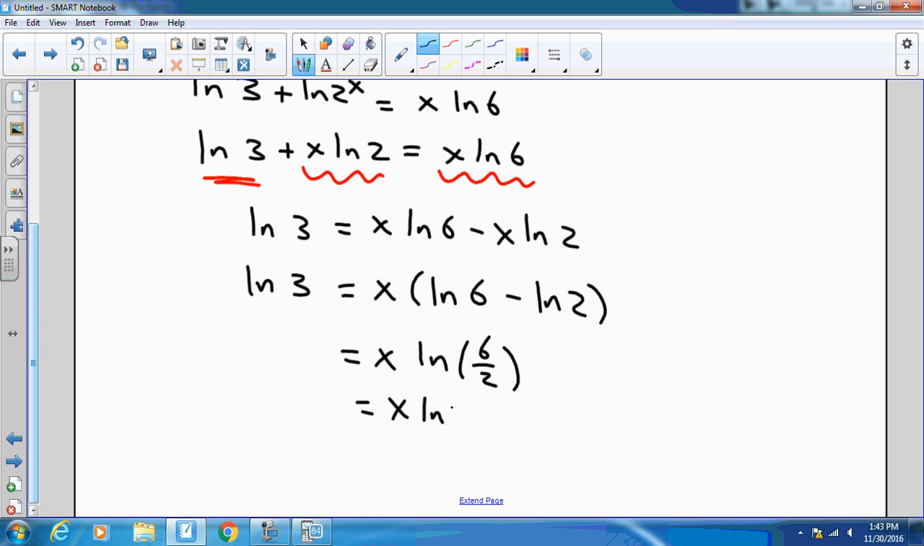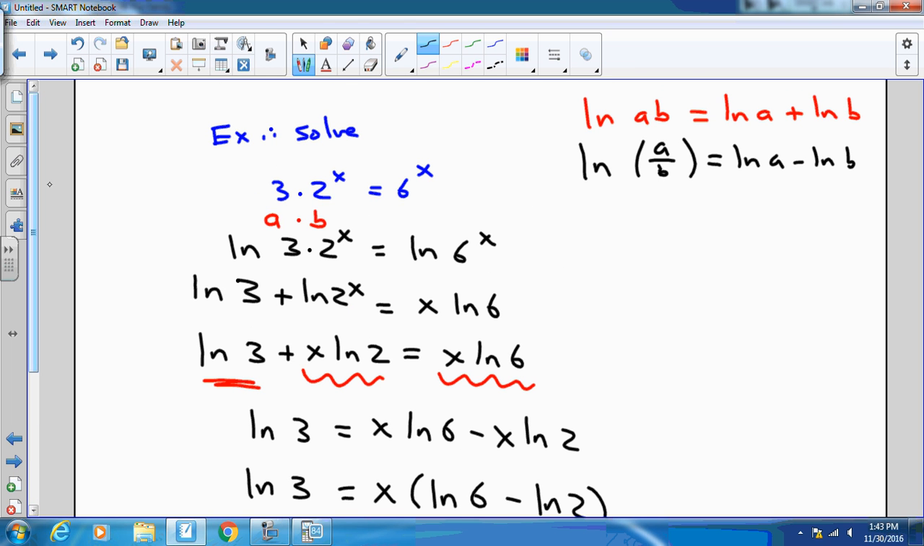Oh, look at that. What is x equal to? 1. Really? Let's go back and check. 3 times 2 to the first power equals 6 to the first power. Yep. I guess we could have seen that ahead of time, couldn't we? Maybe. But here's the deal. This could have been a much more complicated example, and we still could have solved it in this way. In fact, let's do that. We'll make one up.